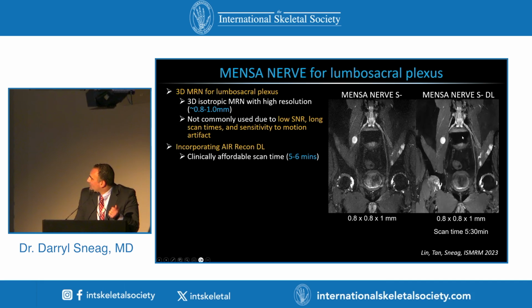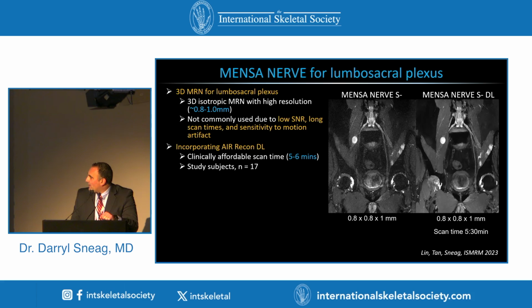Here's an incidental peripheral nerve sheath tumor arising from the right femoral nerve. This is a patient who actually had an obturator neuropathy. We see enlargement of the left obturator nerve. We can acquire the sequence within about 5 or 6 minutes.